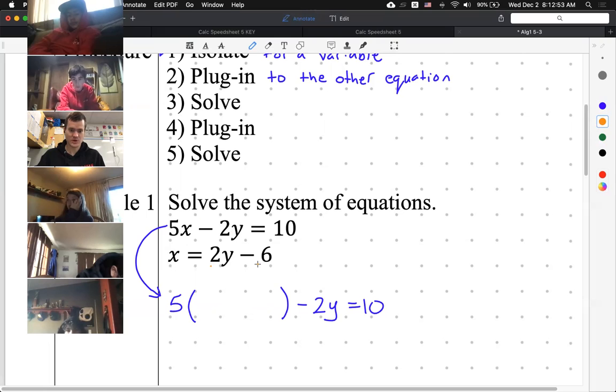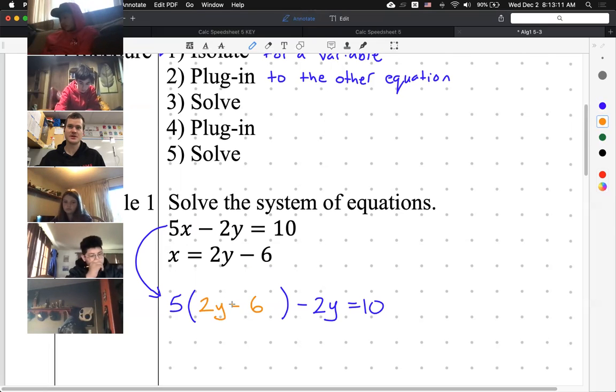Okay, so 2y minus 6 is x, so I'm going to write out my 2y minus 6 in the place of x. I have done my substitution. And you'll notice, even though it's kind of gross, it has some parentheses, it looks like I'm going to have to distribute this 5 in a second.